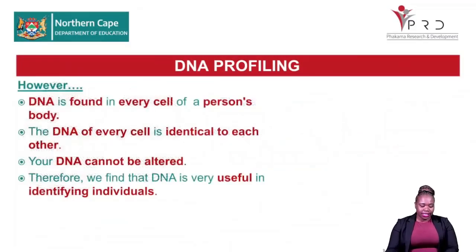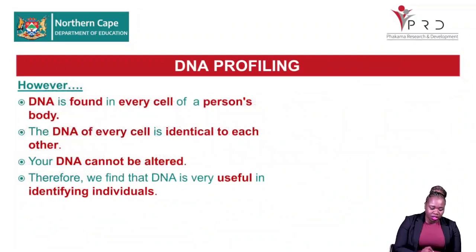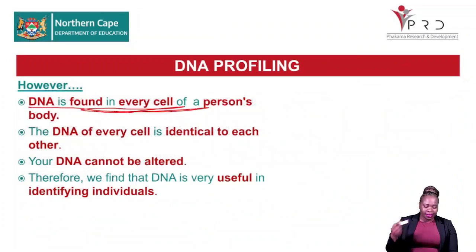However, if we look at a DNA profile, we are using the DNA of an individual. The DNA of an individual cannot be altered, especially because the DNA found in every cell is exactly the same. The DNA of an individual is identical throughout the body. Why? This is because the cells in your body are produced by mitosis. Cells that are produced by mitosis are genetically identical. Therefore, they are exactly the same throughout the body. So your DNA cannot be altered.